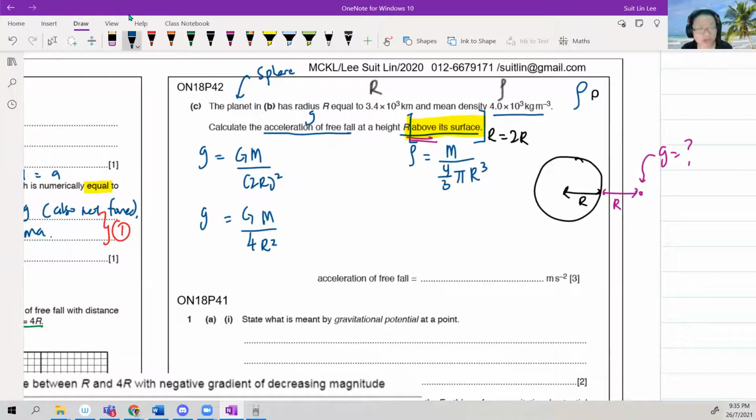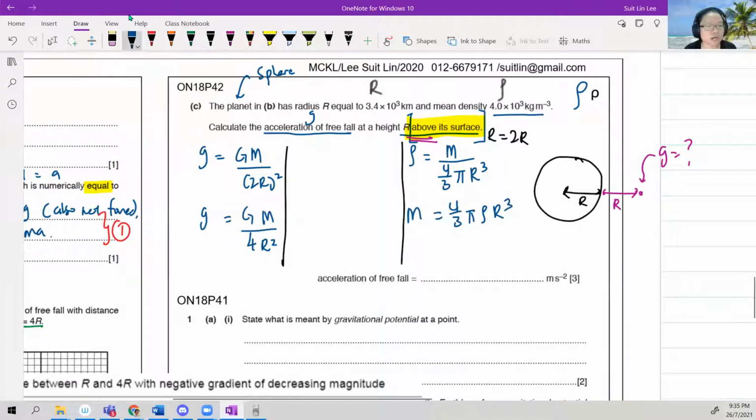So I'm going to rearrange, okay? I have m is equal to density, hang on, 4 over 3 pi density r cubed. Can I put inside, right? Can I put inside? Yes, I can. So I'm going to slot it in. This will now be equal to G 4 over 3 pi rho r cubed divided by 4r squared.